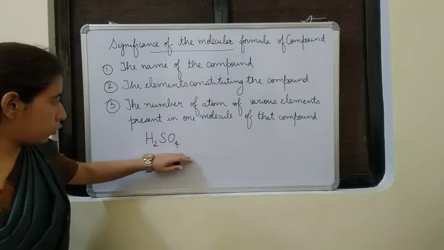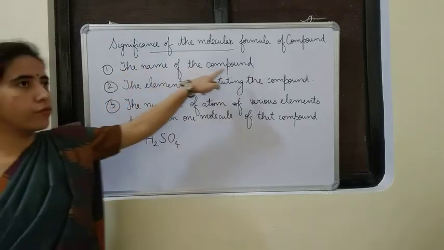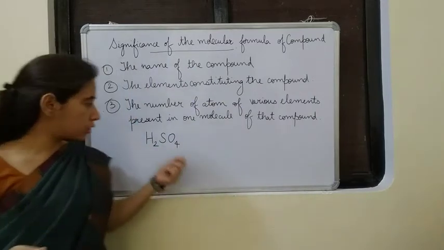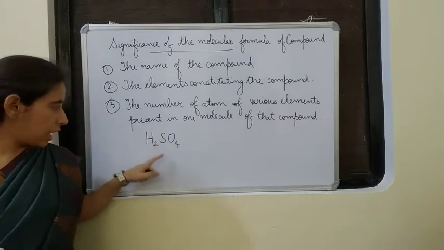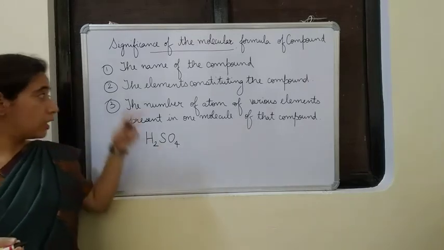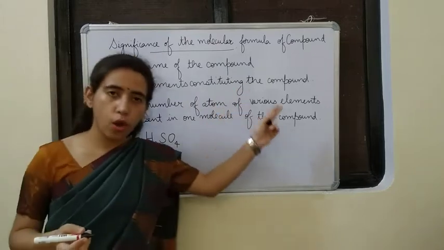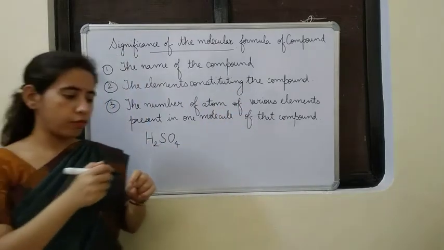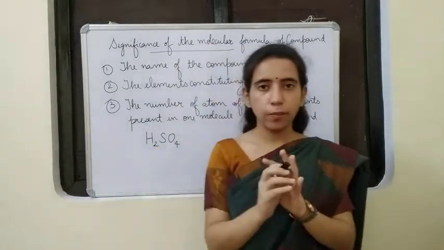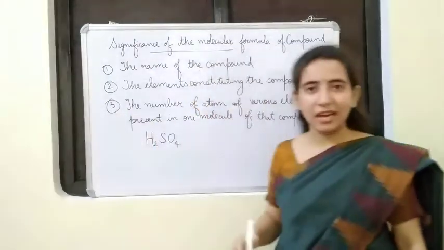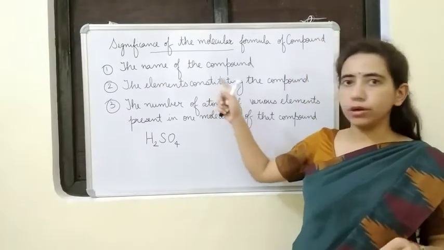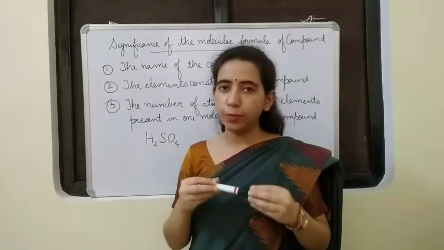The chemical name, by looking at the formula, we can first tell the name of the compound. The chemical name is hydrogen sulfate. How did I come to know? Because hydrogen is there. So I say hydrogen, and the name of this radical is sulfate. So it is hydrogen sulfate. Okay. Now the second, the elements constituting the compound. Elements means what is it made up of. If I tell you sulfuric acid, then you won't understand what is it made up of, which elements are present. But when you look at the formula, you understand that 3 elements are there: hydrogen, sulfur and oxygen.